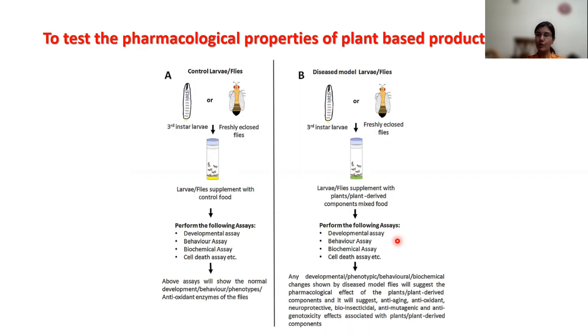Various reports show that the supplementation of Vinca rosea leaf extract and hexane extract of Ostrogia limbata has an adverse effect on the fly development, and it suggested that it has a bioinsecticidal activity associated with it. So some plant-derived products could be insecticidal also, and some could be increasing the lifespan and the development stages of the life cycle.